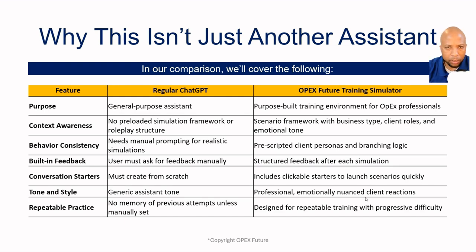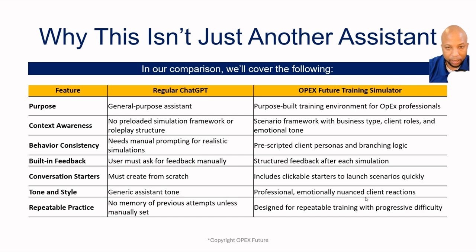Regarding purpose, regular ChatGPT, of course, is a general purpose assistant. On the other hand, the OPEX Future Training Simulator is a purpose-built training environment for OPEX professionals. Regarding context awareness, regular ChatGPT does not have preloaded simulation frameworks or a role-play structure. The OPEX Training Simulator, on the other hand, does have a scenario framework with business type, client roles, and emotional tone. When it comes to behavioral consistency, regular ChatGPT needs manual prompting for realistic simulations. The OPEX Training Simulator, on the other hand, has pre-scripted client personas and branching logic already built in.